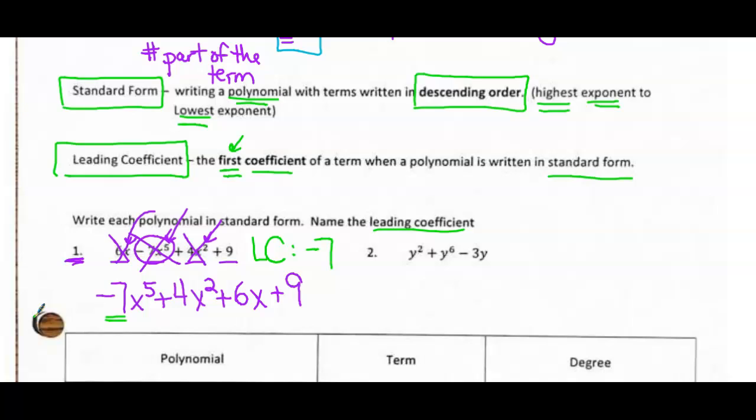So I'll give you about 30 seconds. Try number 2 right now on your own. Go ahead and put that in standard form. Then tell me the leading coefficient.